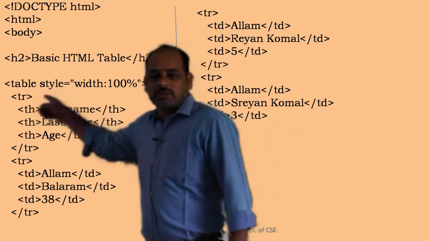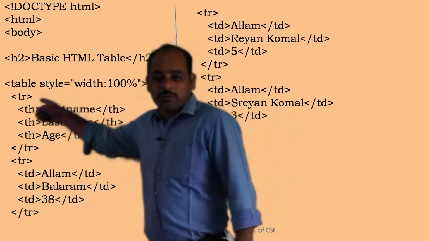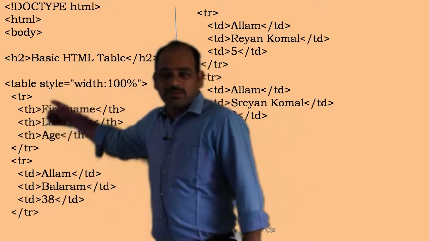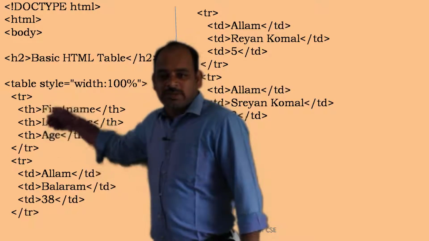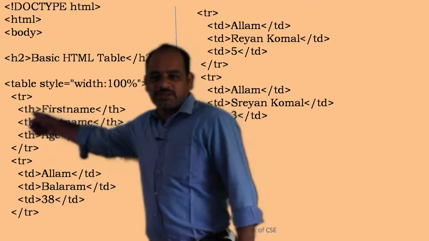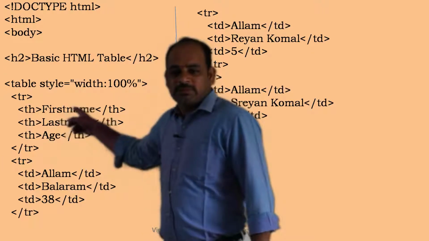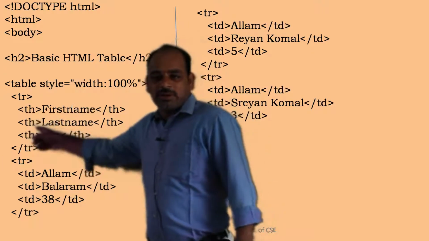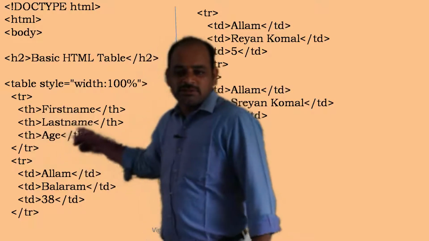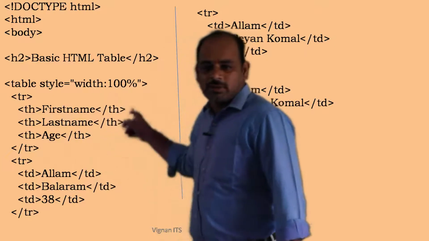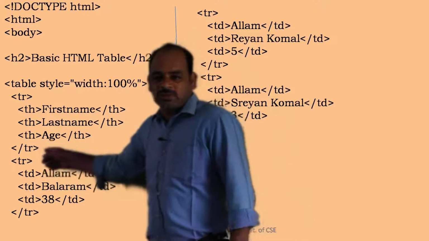Next, we have the tr tag for creation of a table row, in which we have three columns, and for those columns we set the column headings. Th first name is the first column heading, th last name is the second column heading, and th age is the third column heading. These are the closing tags. Finally, we close that row.